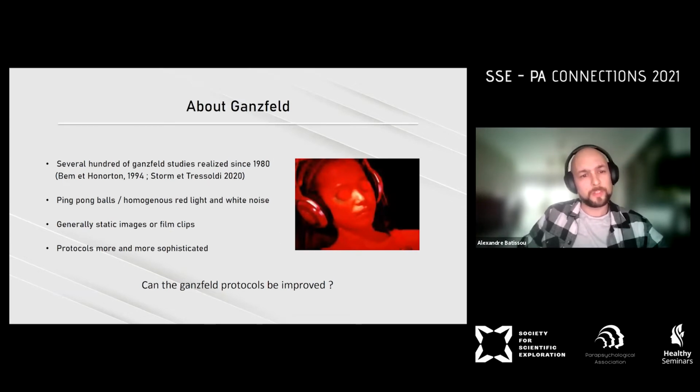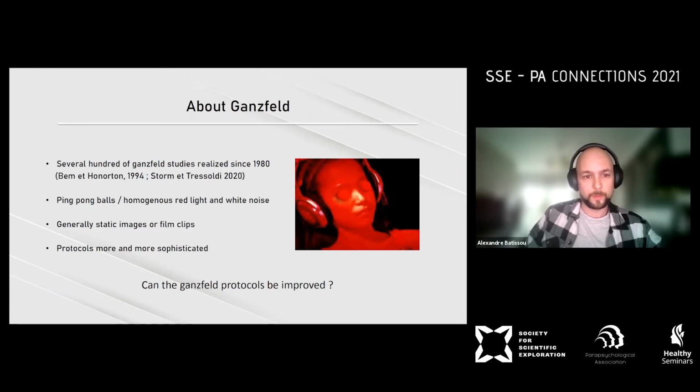Hundreds of experiments have been performed since the 1980s, typically using ping-pong balls, homogeneous red light, and white noise. The results of the studies show that Ganzfeld experiments are more successful when the targets are video clips. With time and advancing technology, the protocols have become more sophisticated and the scores higher.